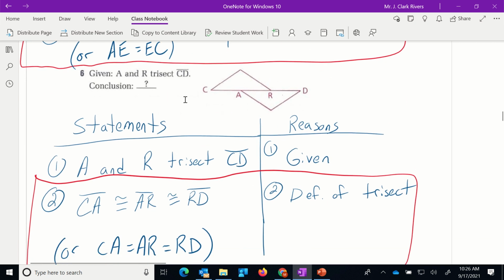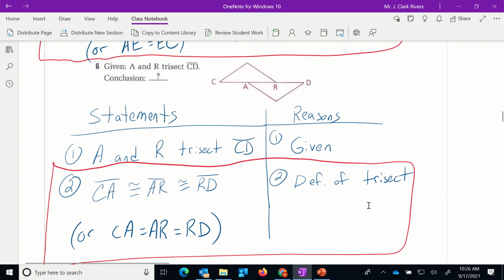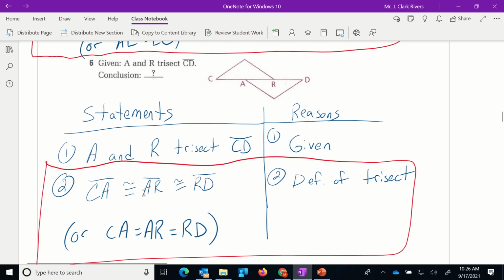Number 6, given A and R, there's A, there's R, trisect CD, there's C, there's D. We're going to end up with 3 segments that are congruent. That'd be CA congruent to AR congruent to RD. That's the definition of trisect. You see that down here in the red box. CA is congruent to AR is congruent to RD, or you might have said CA is equal to AR is equal to RD. Of course, this is not the only way to name these segments. You could have flip-flopped them, but definition of trisect is the reason on that. Questions there?